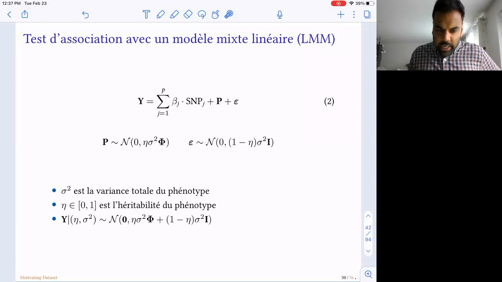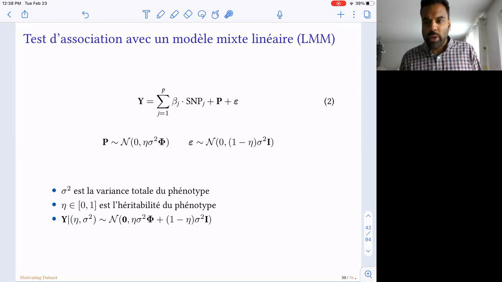And then conditional on these random effects, Y follows a normal distribution, right? So what's nice about this model is that, conditional on these random effects, we get a normal distribution for which there's a lot of developed theory for association tests and even diagnostics.